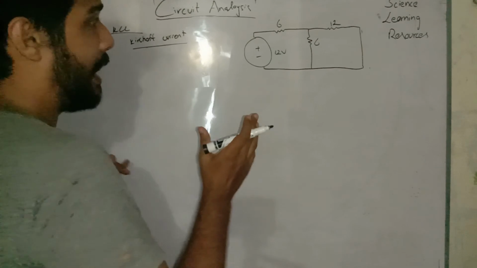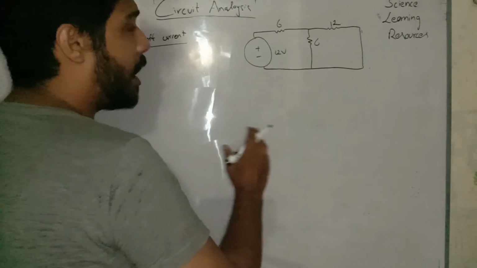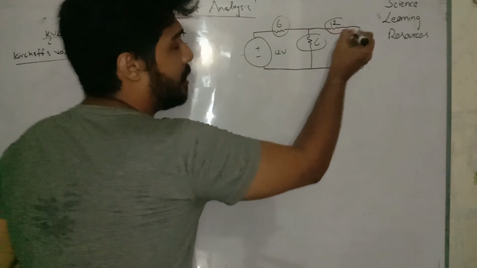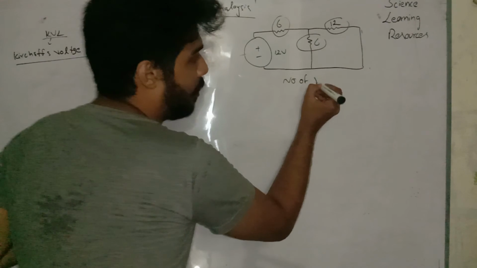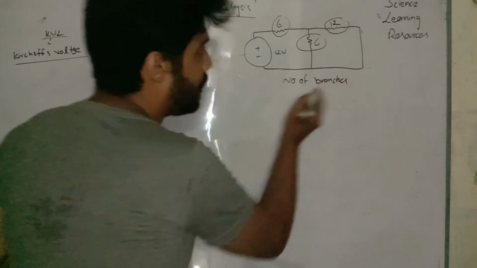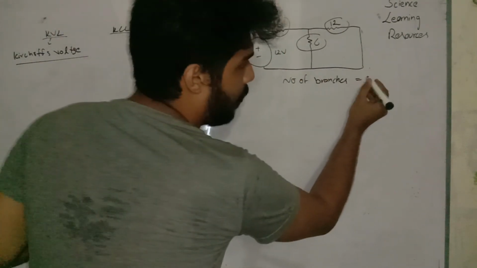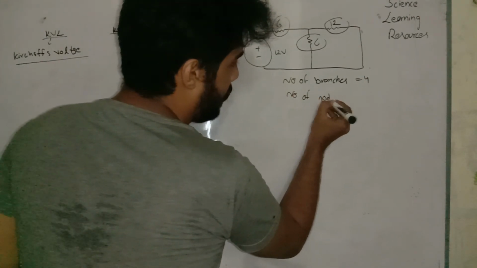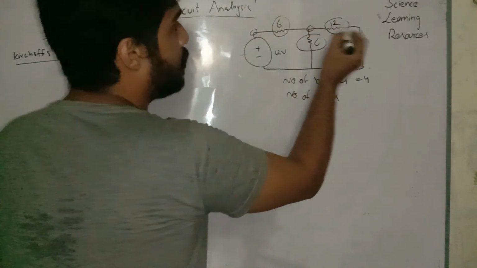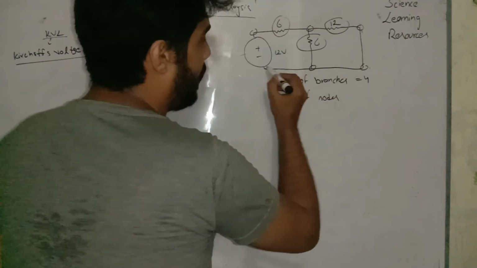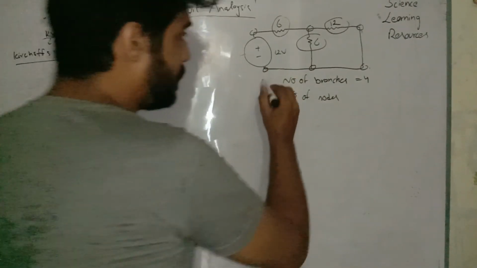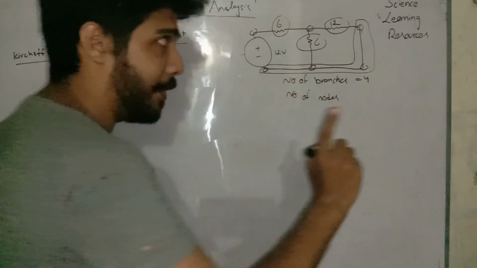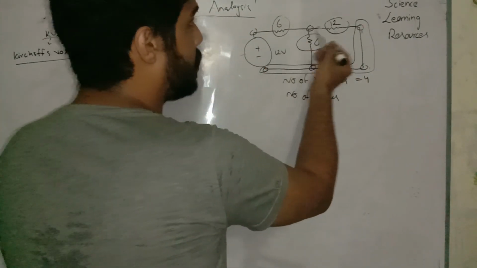First of all, I have to calculate the number of branches and the number of nodes. In order to calculate the number of branches, you can see each individual element which is attached here. Let me count. It is 1, 2, 3, and 4. The number of branches is 4, and the number of nodes here are 1, 2, 3, 4, 5, 6. But the nodes which are interconnected with each other with no branches in between are considered as one node. So in total we have 1, 2, and 3 nodes.